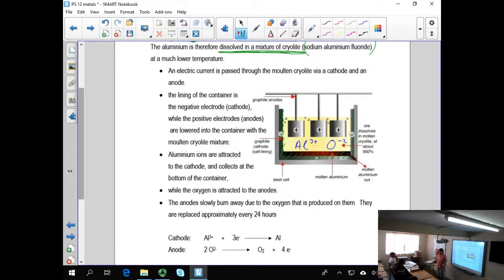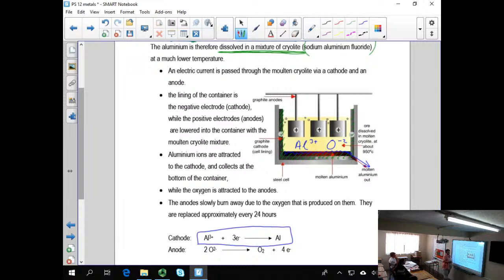Where will the metal go? It will be attracted to the negative electrode, which is the lining of the container. The aluminium is going to gain 3 electrons and form aluminium metal. The aluminium metal will form a layer on the bottom of the container, from where it can be tapped off. So this is an ongoing process. They can keep on adding extra ore to it, and they can keep on tapping off the formed aluminium metal.